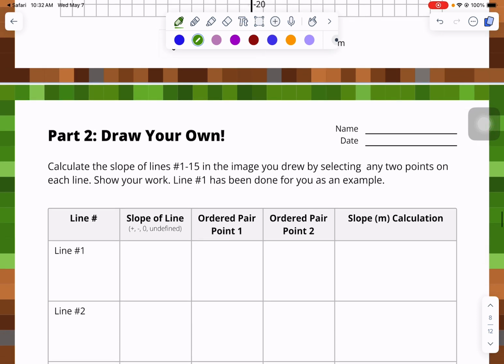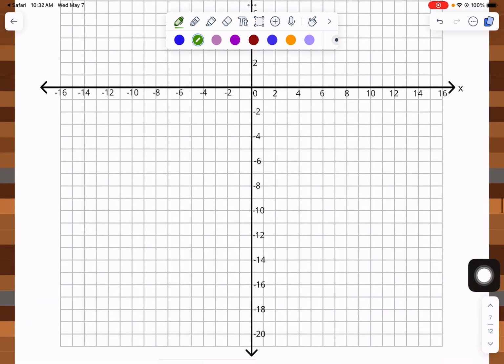But you're going to also need to make sure that you show what kind of line, whatever 15 lines that you choose to do, that you show the slope of it. You have an ordered pair for 1 point, you have an ordered pair for 2 points, and then you find the slope. You don't even have to write equations, we're just finding the slope, right?